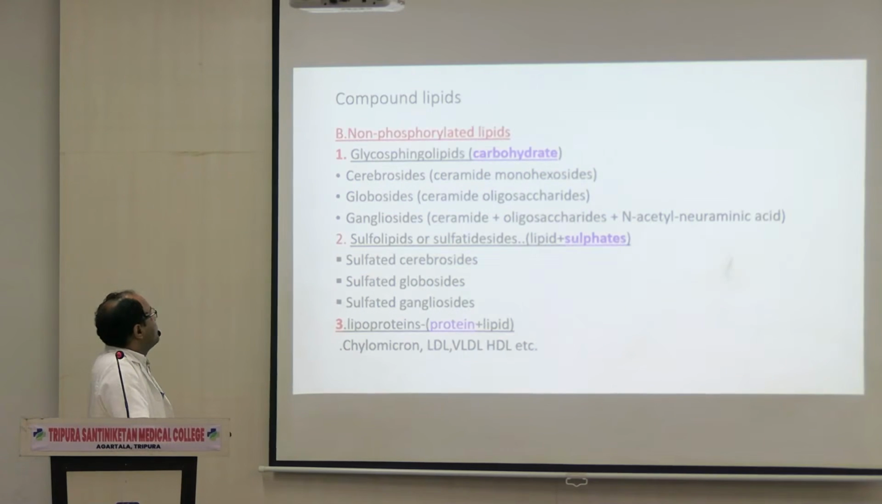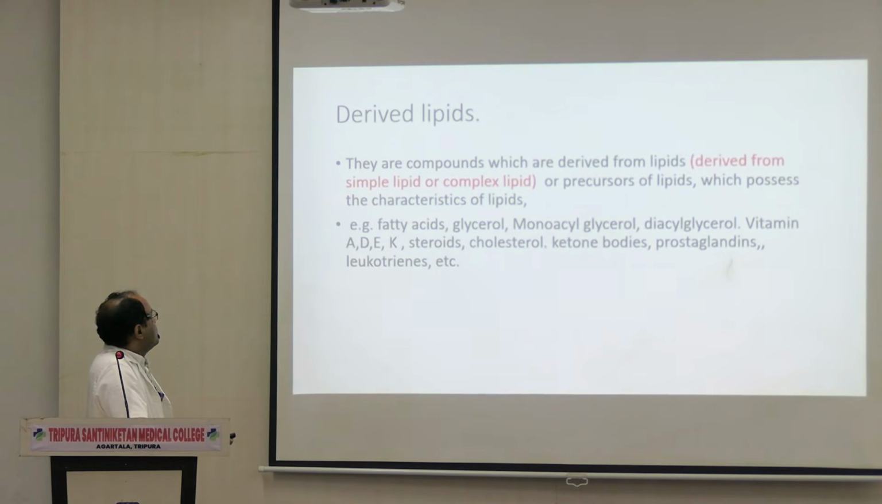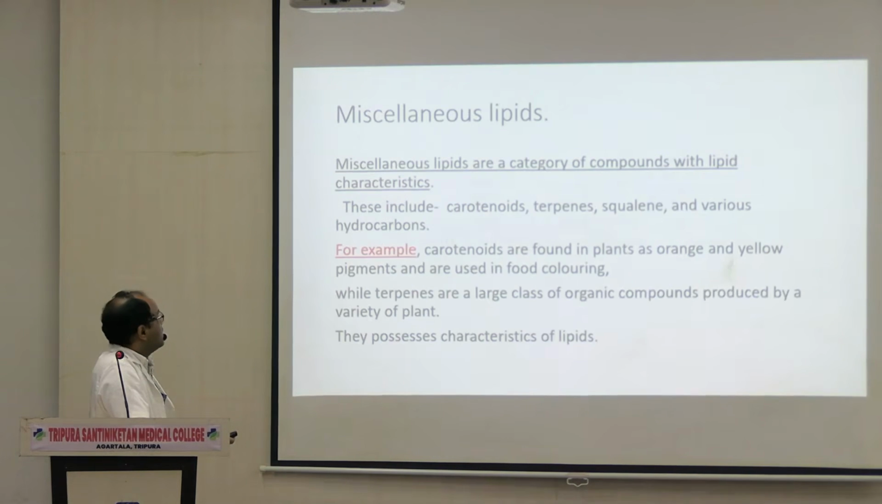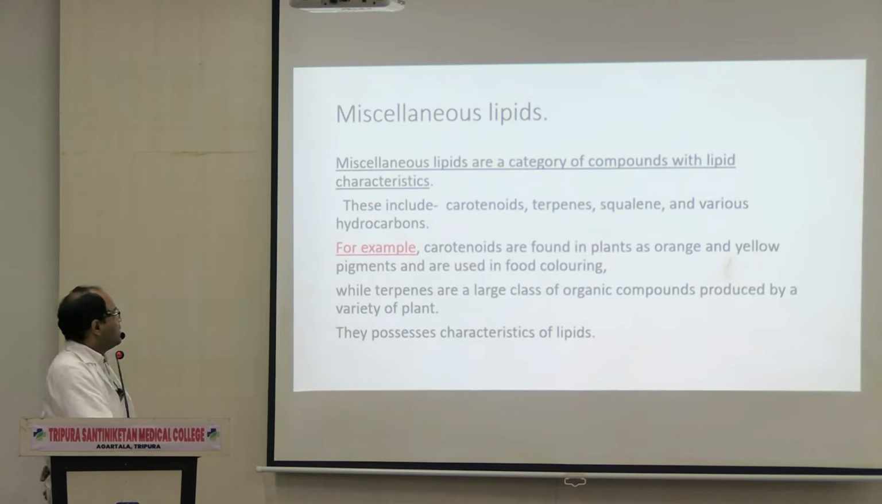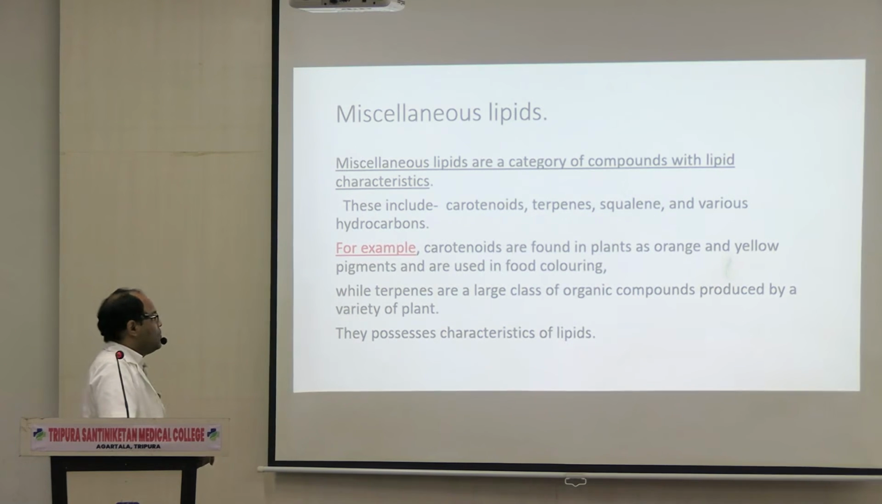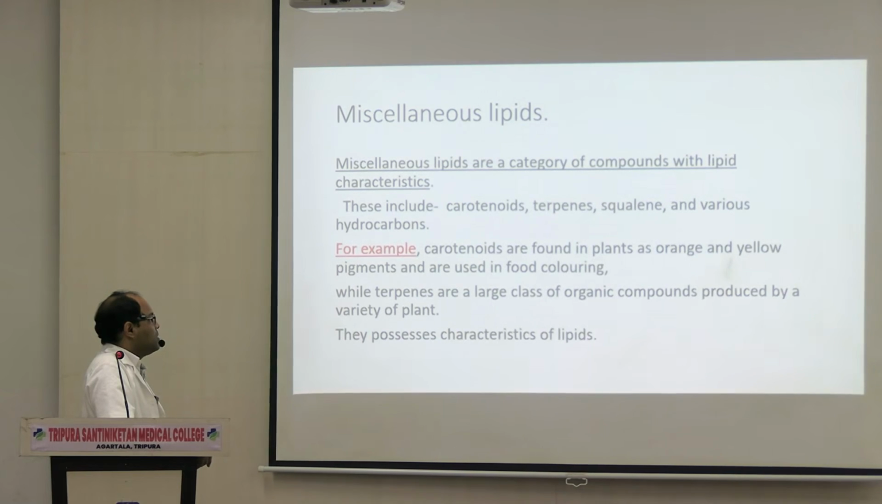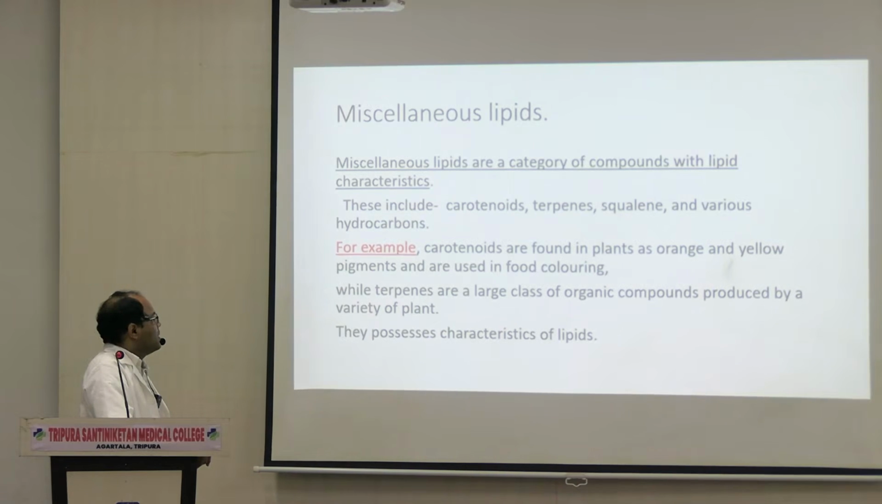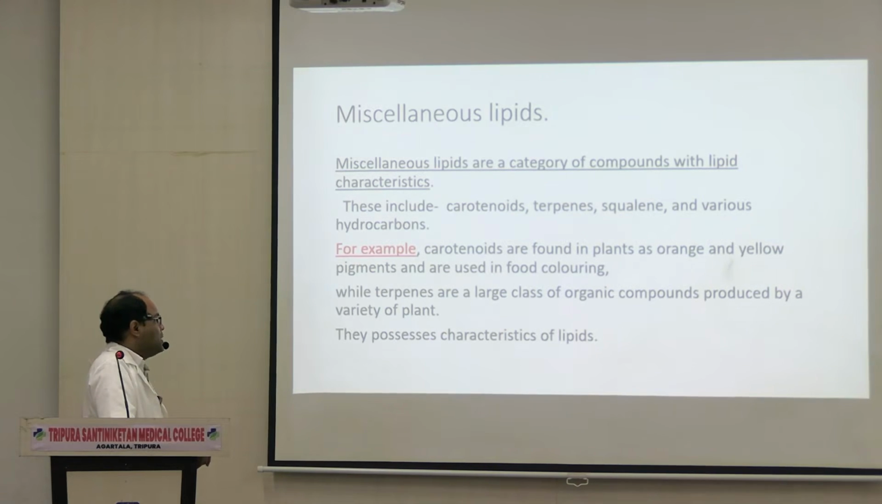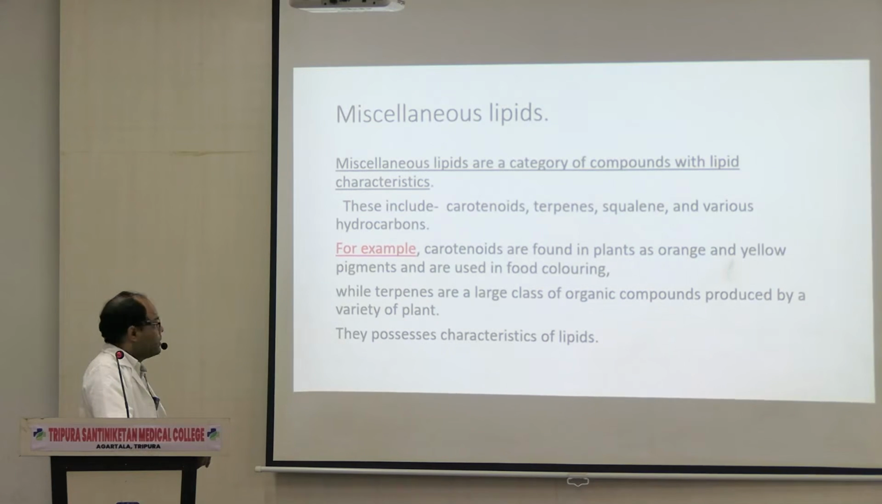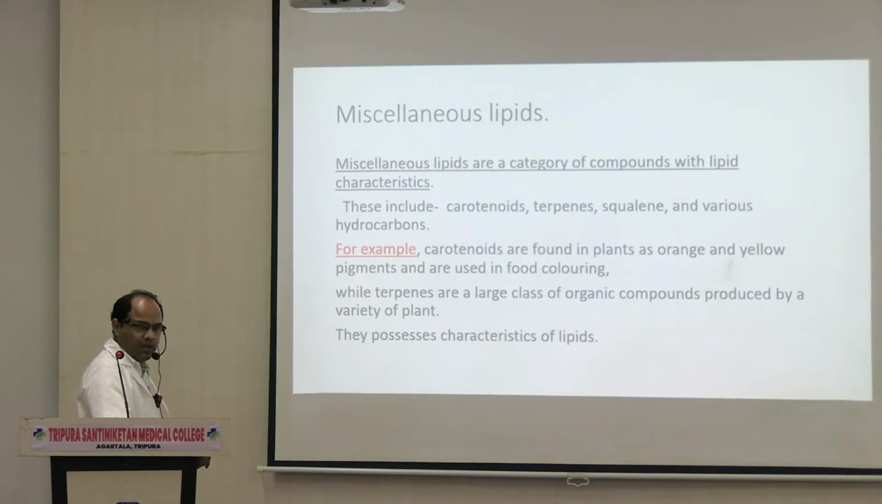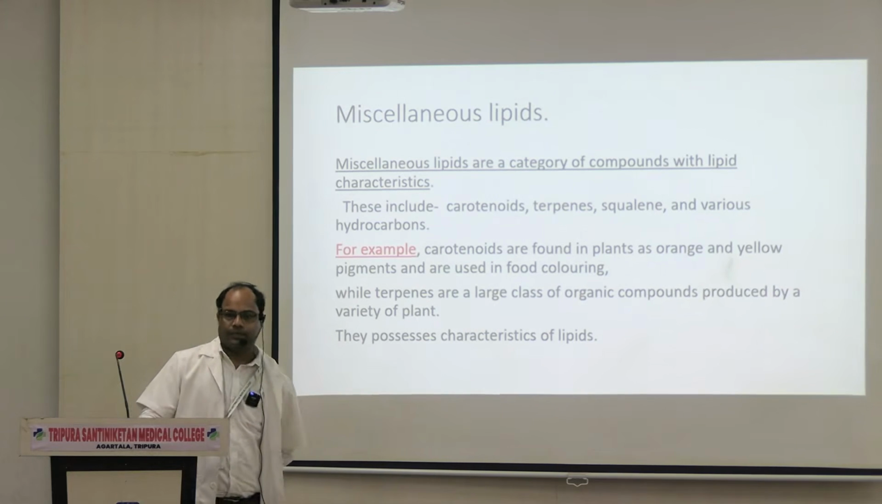Next. So these are derived lipids. Next, miscellaneous lipids. These are lipids categorized as compounds with lipid characteristics. They include carotenoids, terpenes, squalene, various hydrocarbons. For example, carotenoids, the precursor of vitamin A, are found in plants as orange or yellow pigment. They are also used as food coloring substance.